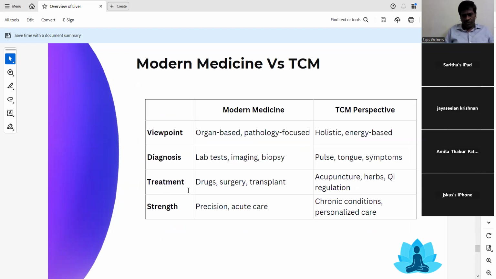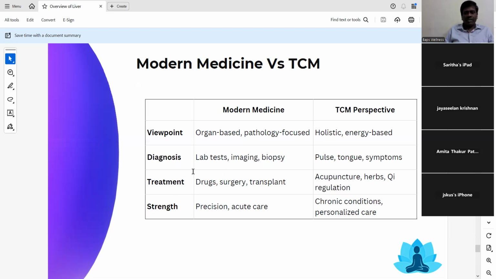So how modern medicine sees it and how TCM views it. Viewpoint wise, modern medicine is organ based, pathology or disease focused. Whereas in TCM, we have to consider it in a holistic manner. So the involvement of the heart will be there, spleen will be there, lung will be there, kidney will be there. So we need to check. It is energy based and holistic.